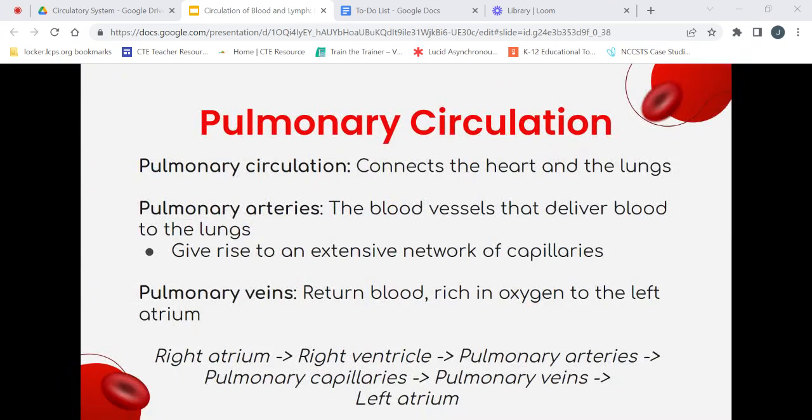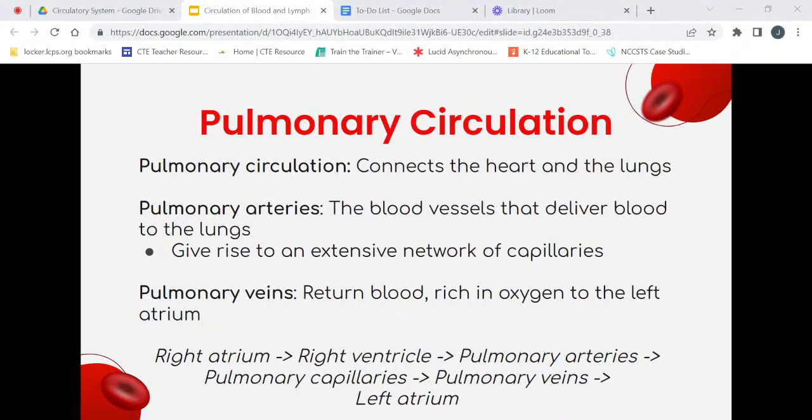Within the body, the blood flows through a continuous network of blood vessels that forms a double circuit. So you have pulmonary circulation, which connects the heart and the lungs, and then systemic circulation, which connects the heart with all the organs and tissues. We're first going to discuss pulmonary circulation, and again, that connects the heart and the lungs.